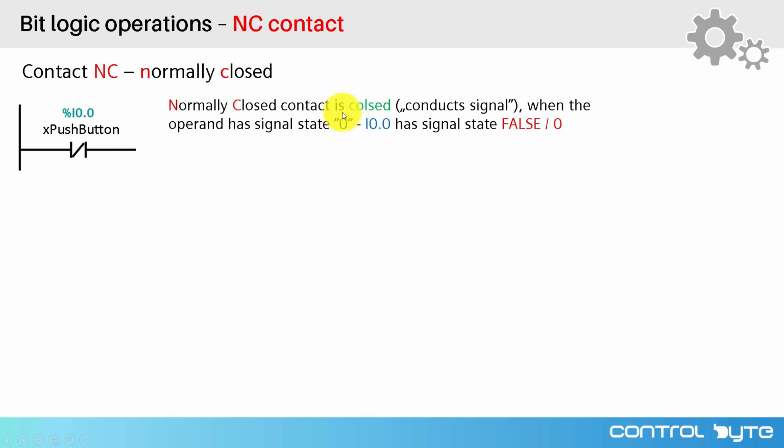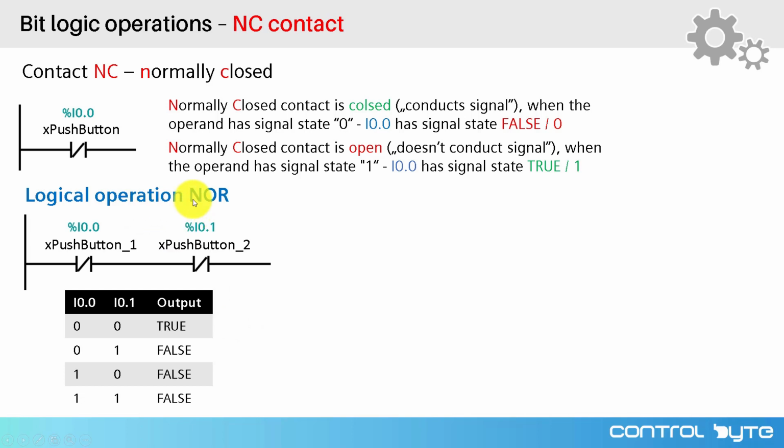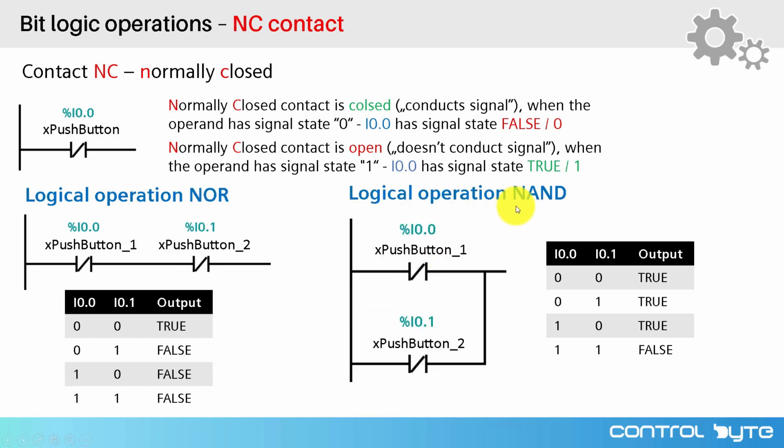A normally closed contact is closed and conducts signal from left to right when the operand has signal state 0. In this case, when I 0.0 has signal state false. A normally closed contact is open, and doesn't conduct signal, when the operand has signal state 1. With normally closed contacts, you can form the logical operations NOR or NAND. Below you can see the truth table for those two operations.